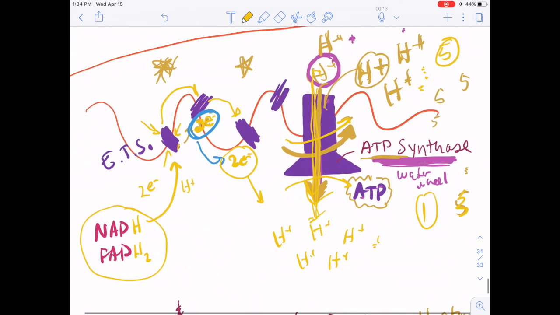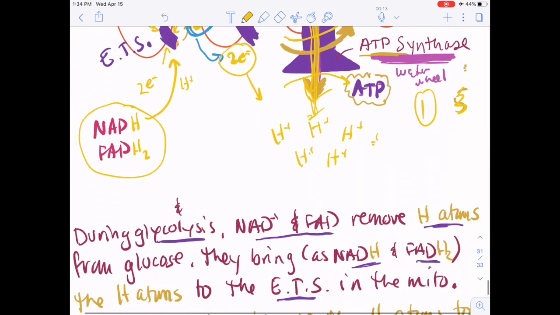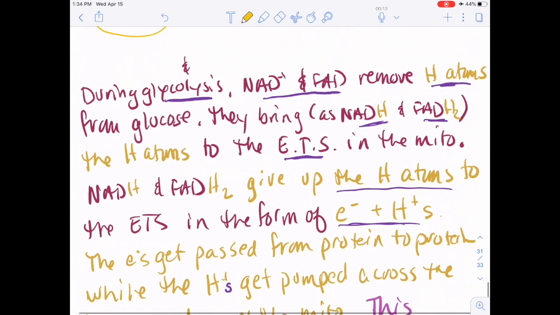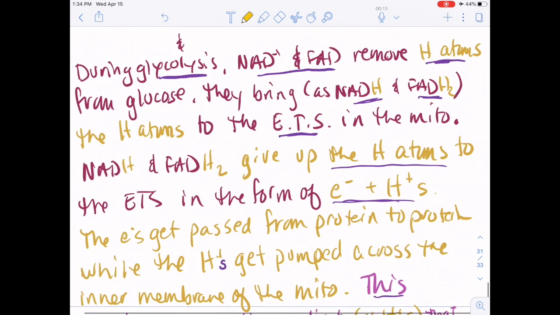Let's finish up our paragraph again, because I'm really liking this. And let's review it one more time. I hope you stay with me.